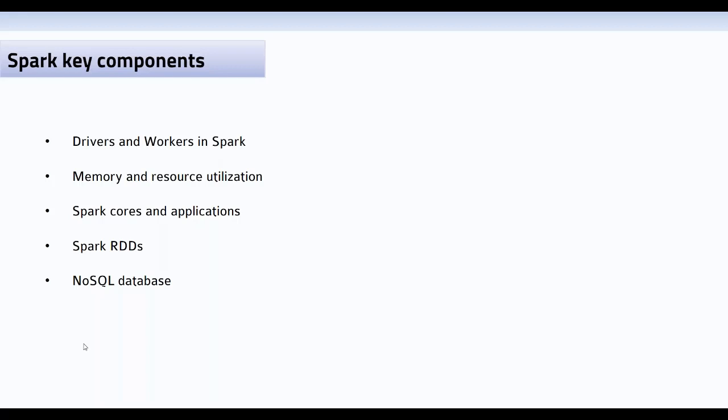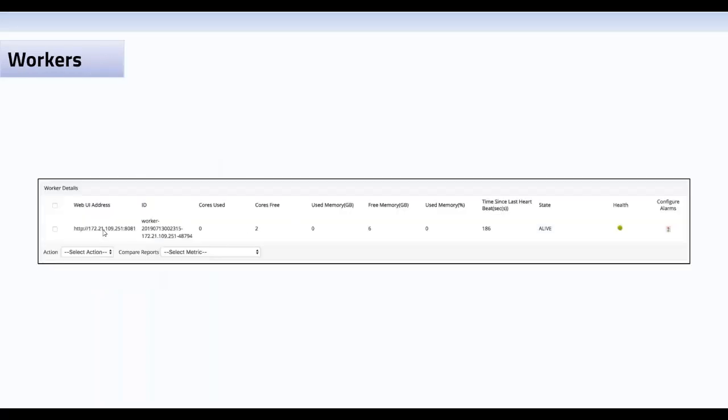So some metrics related to Spark, the worker details. You can see in this screenshot a single worker right here with its web UI address over here, the memory that particular worker is consuming, and the state, whether it's alive or whether it's inactive, and so on.